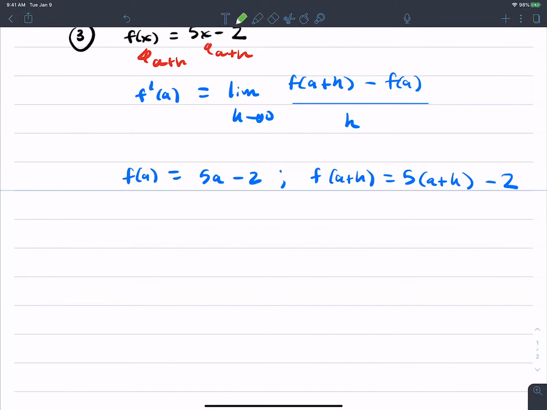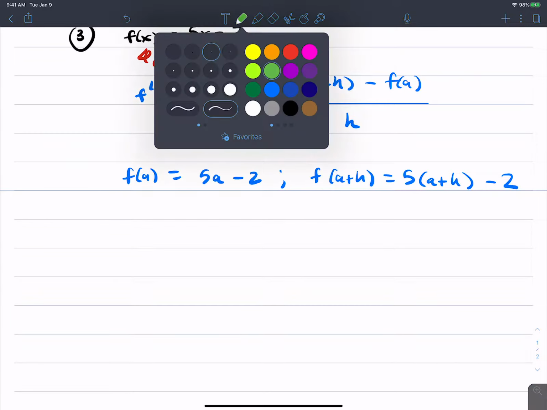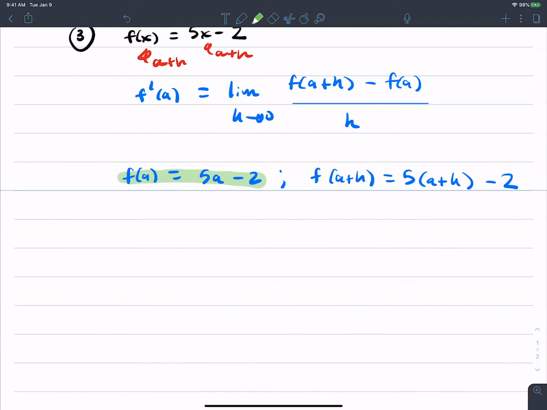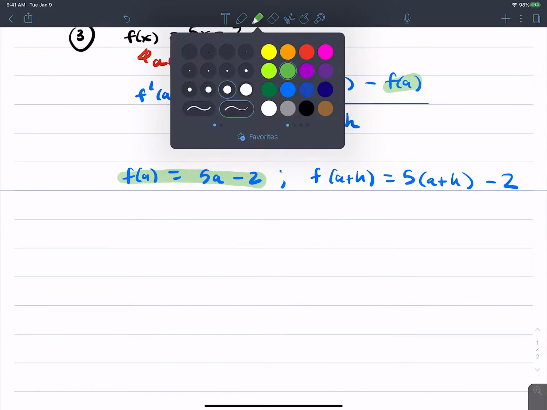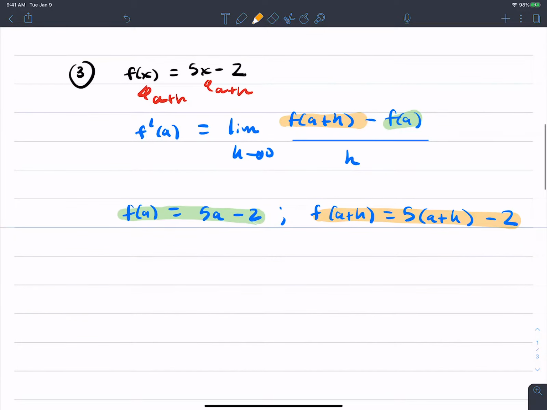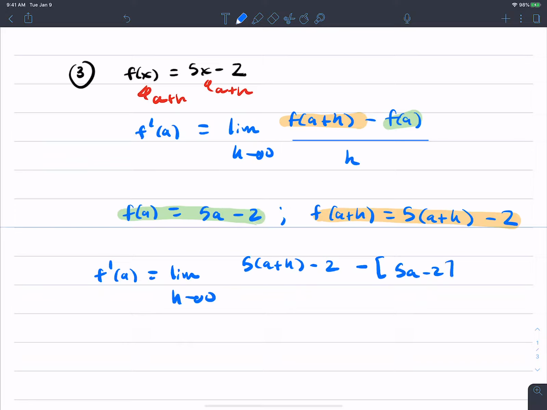Okay. So all together, ladies and gentlemen, let's see, what colors did we use? I think this was green here. And we're going to use that green. And that goes right here, I guess. And the orange goes up in here. Okay, so let's see what we get. f prime of a is the limit as h goes to 0 of 5 times a plus h minus 2, minus, I'm going to put a bracket, 5a minus 2, everything over h. So we plug things in appropriately.